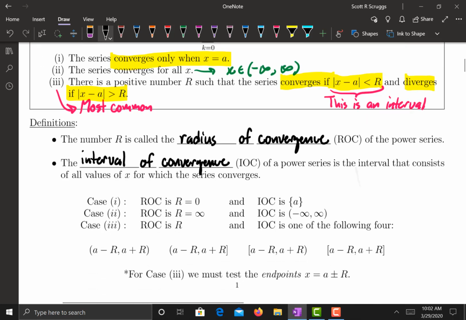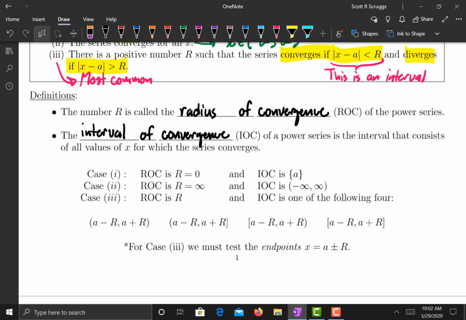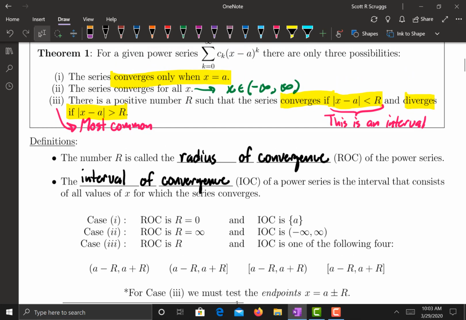So, as we mentioned for case 3, there are 4 scenarios for my intervals of convergence. And that interval of convergence is, I don't include the endpoints, I include either the left or the right endpoint, or I include both of them. But let's briefly talk about cases 1 and 2 so we can do full coverage of everything.